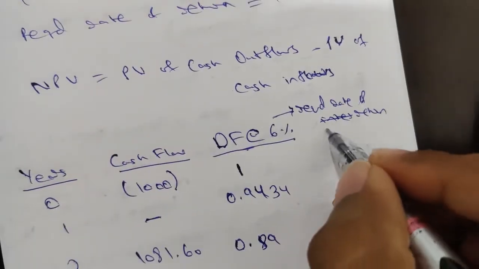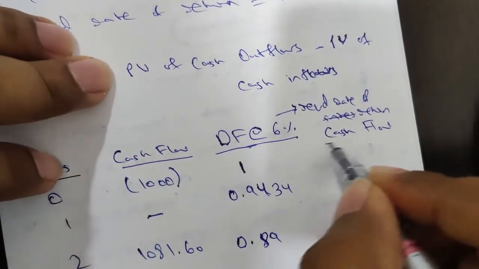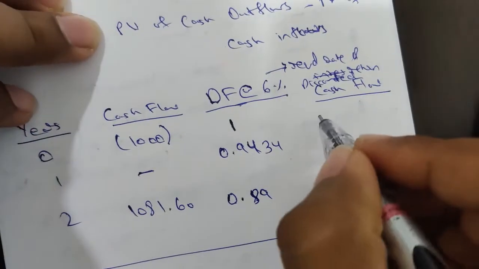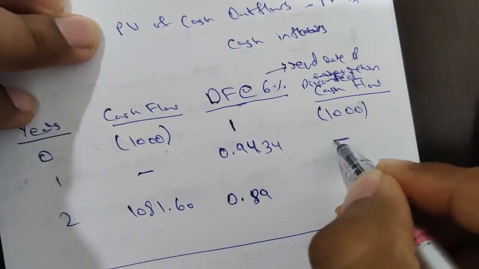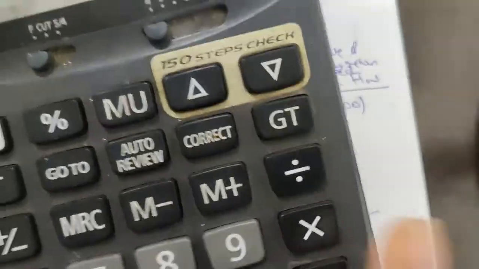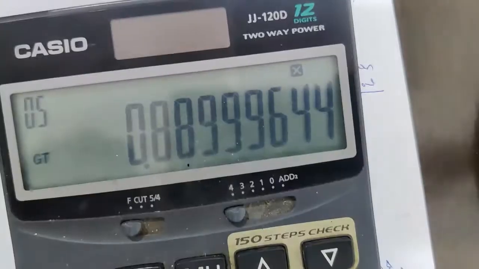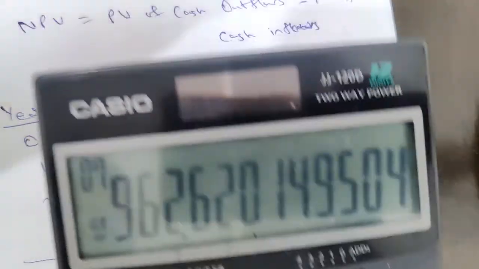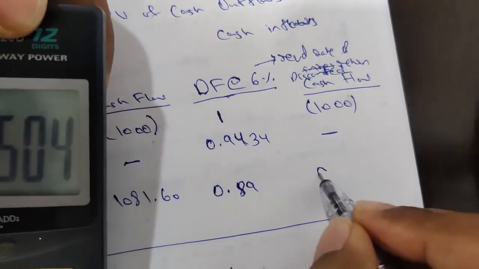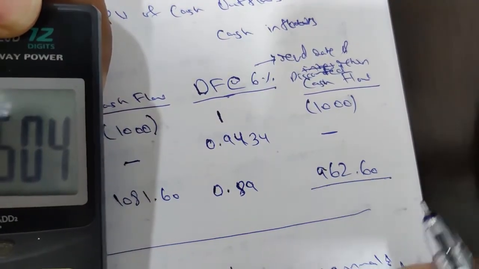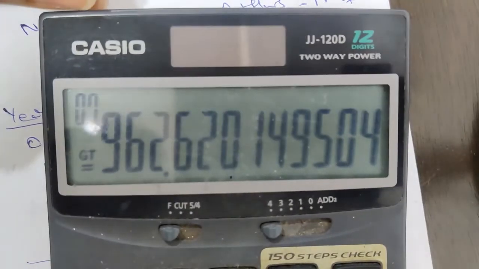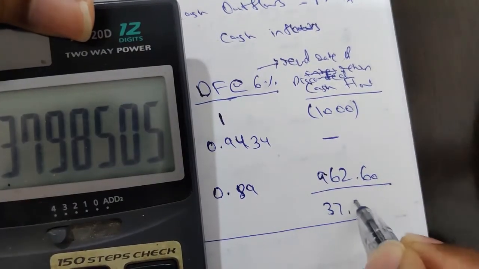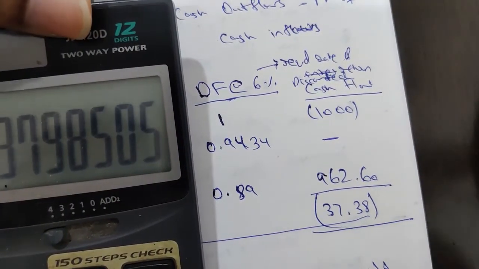So what is your cash flow then? Meaning discounted cash flow. It is 1000. This is 0. Here I'm just using 0.89. 1081.6 becomes 962.62. So as we assumed, or as it was intuitive to us, what is the net present value? It's 37.38. So is it worthwhile?